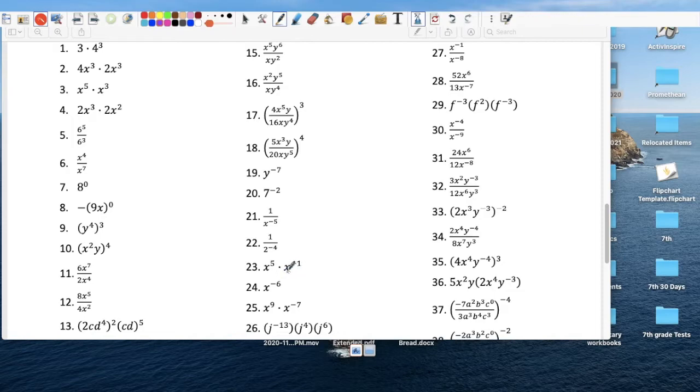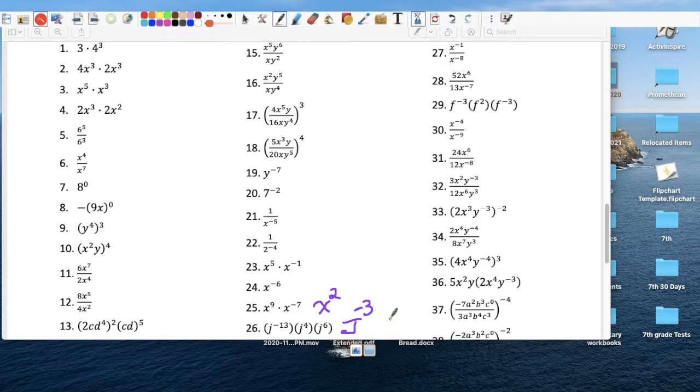What is this? The bases are the same, so we still add. What's 5 plus negative 1? That gives us 4. X to the negative 6 is going to be 1 over x to the 6th power. Then x to the 9 times x to the negative 7: again, we add the exponents, and we get 2. Over here, are they all the same? Yes, they're all j's, and we're adding. So negative 13 plus 4 is negative 9. Negative 9 and 6 is negative 3.